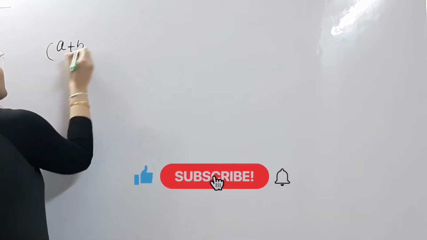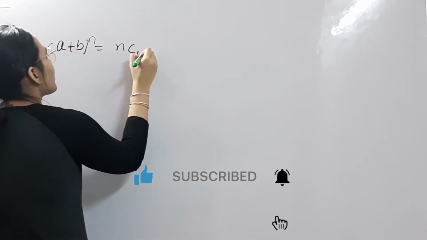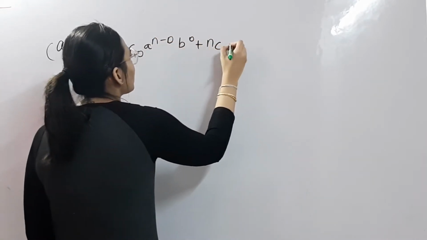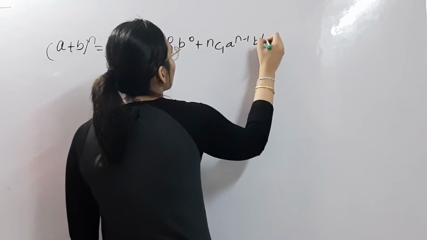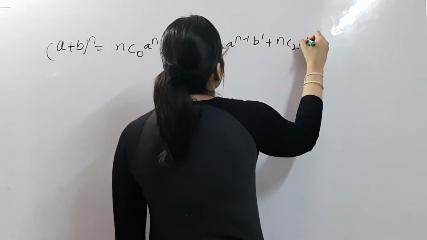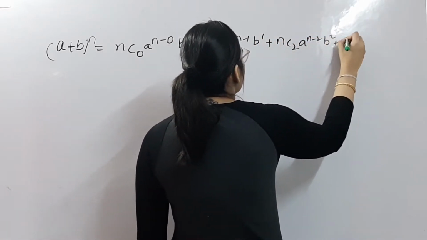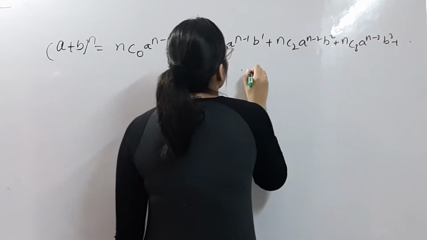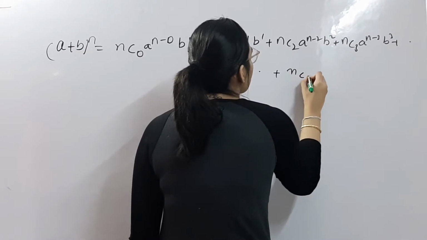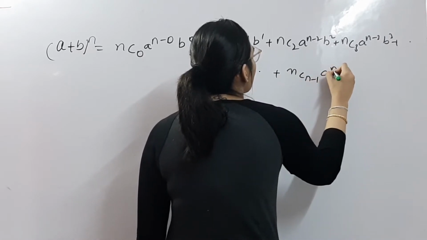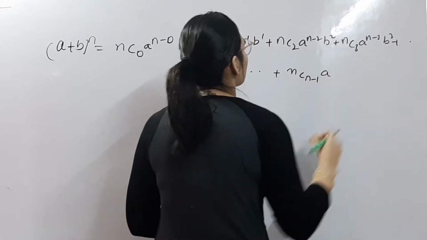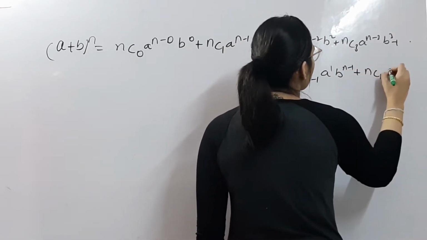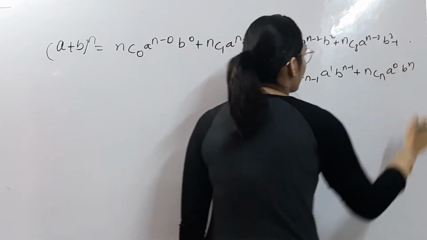First, you know for a fact that (a + b)^n is nC0 a^(n-0) b^0, plus nC1 a^(n-1) b^1, plus nC2 a^(n-2) b^2, plus nC3 a^(n-3) b^3, and so on, plus nC(n-1) a^1 b^(n-1), plus nCn a^0 b^n.